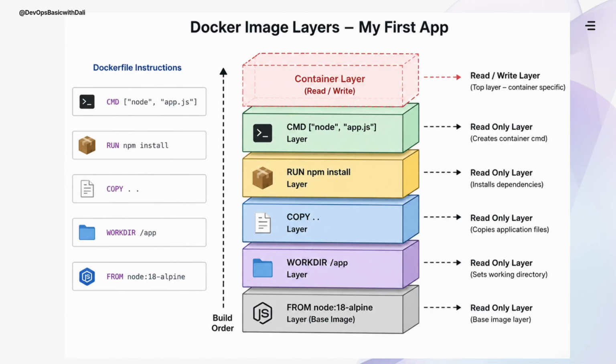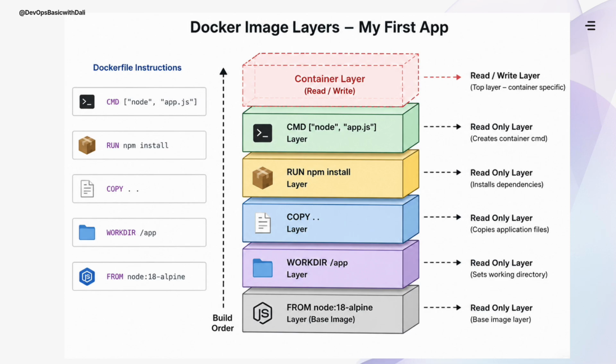This diagram helps us understand how Docker images are built using layers. Docker starts from the base image at the bottom. In our case, the first layer is the Node.js image defined in the FROM instruction. Then every new instruction in the Dockerfile creates another layer on top of the previous one. For example, WORKDIR creates a layer. COPY creates another layer by copying the application files. RUN npm install creates another layer containing the installed dependencies. And finally, CMD creates a layer that defines how the application starts.